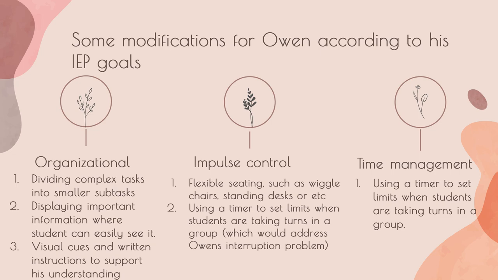For his impulse control goal, having flexible seating such as wiggle chairs and standing desk or etc. might help. And using a timer to set limits when students are taking turns in a group, which would address Owen's interruption problem. And lastly, for his time management goal, using a timer to set limits when students are taking turns in a group. For both his impulse control and time management goal, using a timer would benefit Owen.